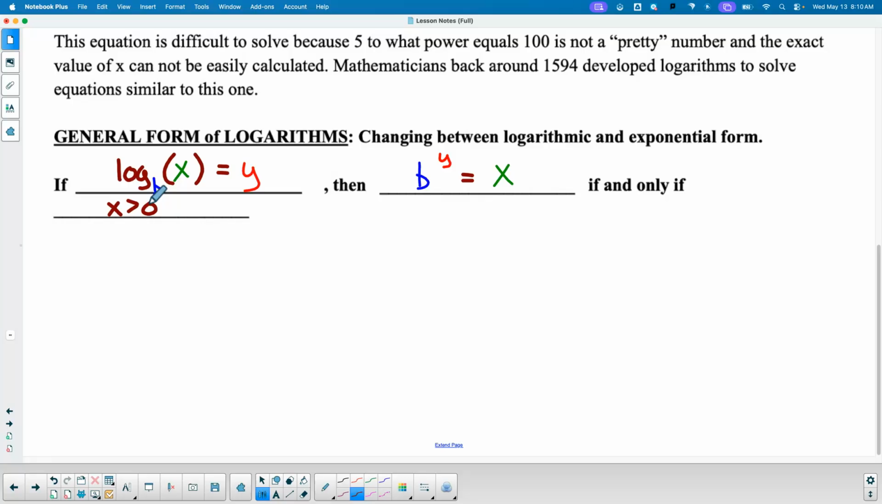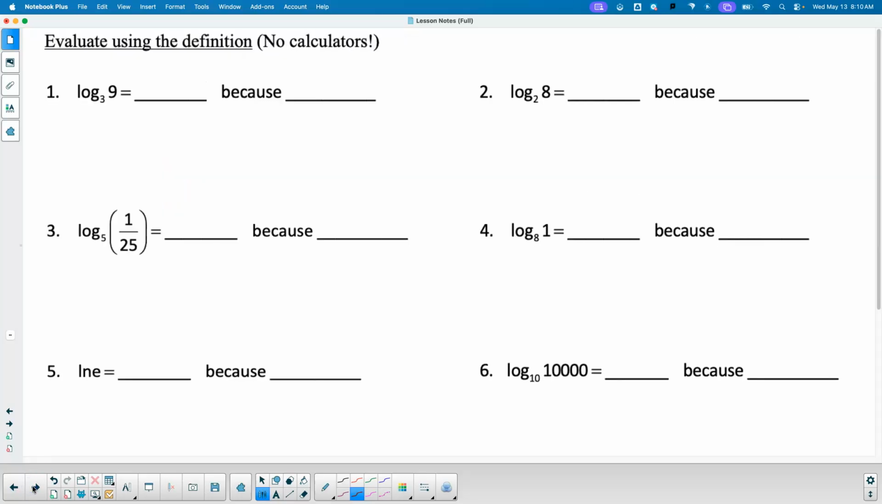So when I see log base 3 of 9, I'm asking myself, what exponent do I put on 3 to get 9? What's the answer? 2. So I put 2, and that's because 3 squared is equal to 9. They're exponent finders.